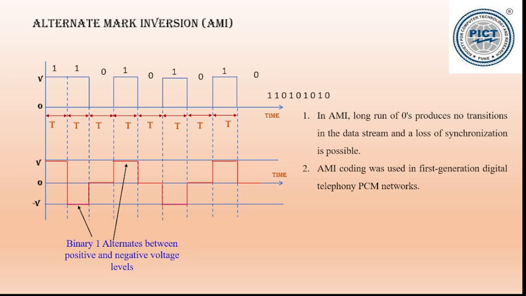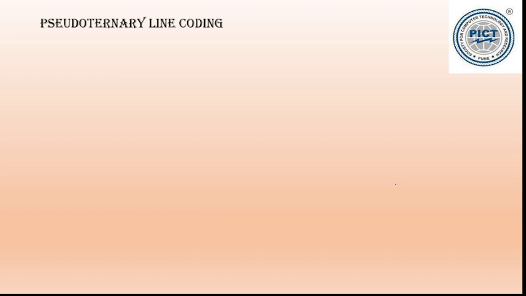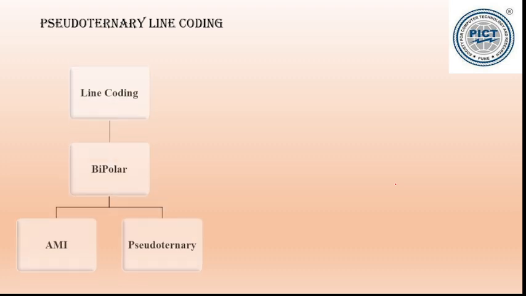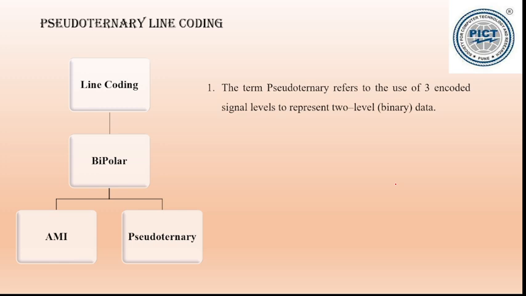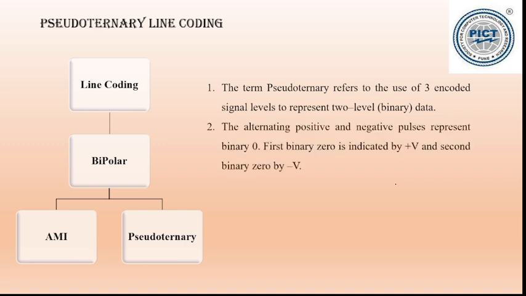AMI coding was used in first generation digital telephony PCM networks. Now let's see the pseudo ternary line coding, which is just the reverse of the AMI line coding technique. The term pseudo ternary refers to the use of three encoded signal levels to represent the two levels of binary data, 0 and 1. The alternating positive and negative pulses represent binary 0. The first binary 0 is indicated by plus V and the second binary 0 by minus V. Pseudo ternary is the reverse of AMI.